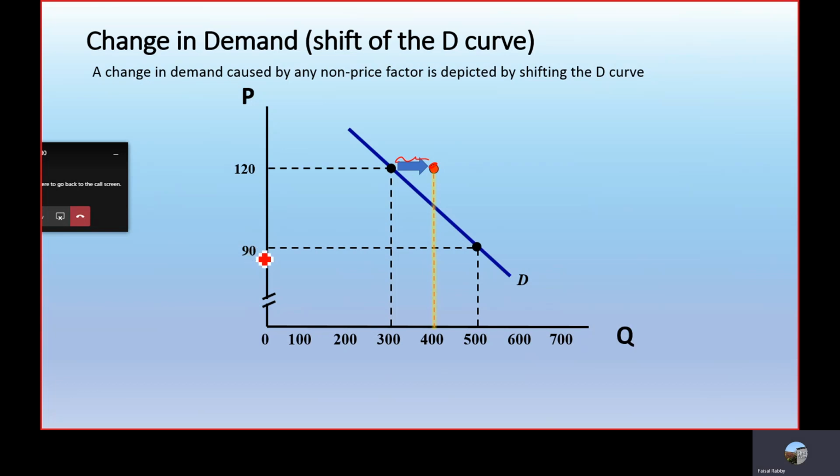Similarly, at price 90, whatever demand we are having in the current demand curve, at a higher price we would have a bigger quantity demanded. Let's say instead of 500, 600 would be demanded. So now these bigger quantities at any given price are coordinated by these red dots. And if I connect these two red dots, what I get is a shifted version of the demand curve. So in this case, we had an increase in demand.